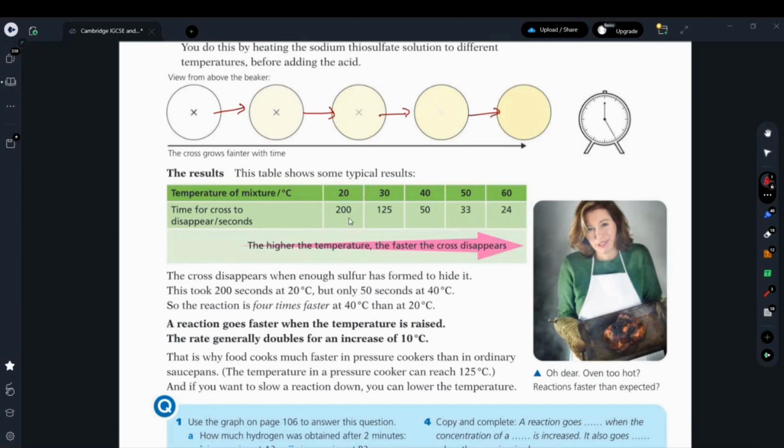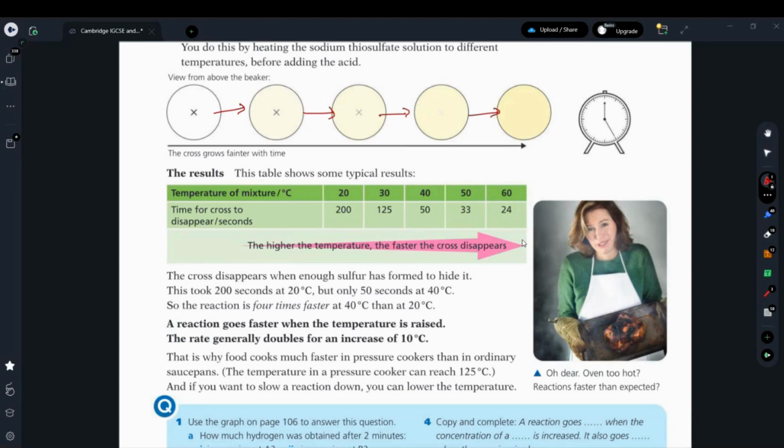In the first case, it is 200 seconds. In the second case, 120, 50. And if you look at the last one, the amount of time has reduced by almost 1/10. From 200, you now have 24 seconds. So what does this tell you? That the cross disappears when enough sulfur has formed to hide it. So the reaction is about how much? If you look at 40 seconds and 20 seconds, it is about 4 times as fast.